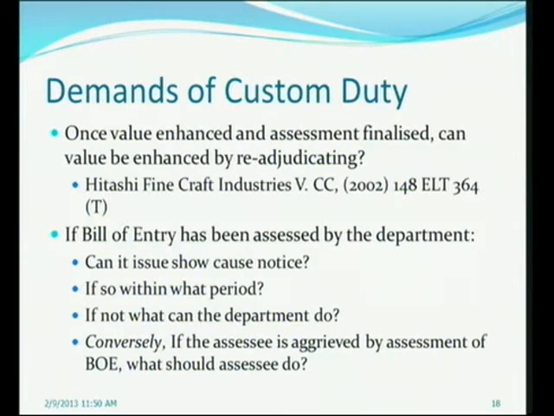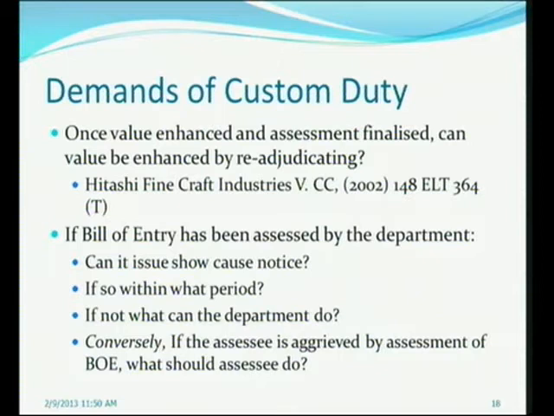In central excise and service tax, they issue a show cause notice, you file a reply to it, then you have the order in original. Against the order in original, you file an appeal before the Commissioner (Appeals), and you have the order in appeal. Against the order in appeal, you file a case before the tribunal. The tribunal gives the final order. Against the final order, you go to the High Court and Supreme Court.